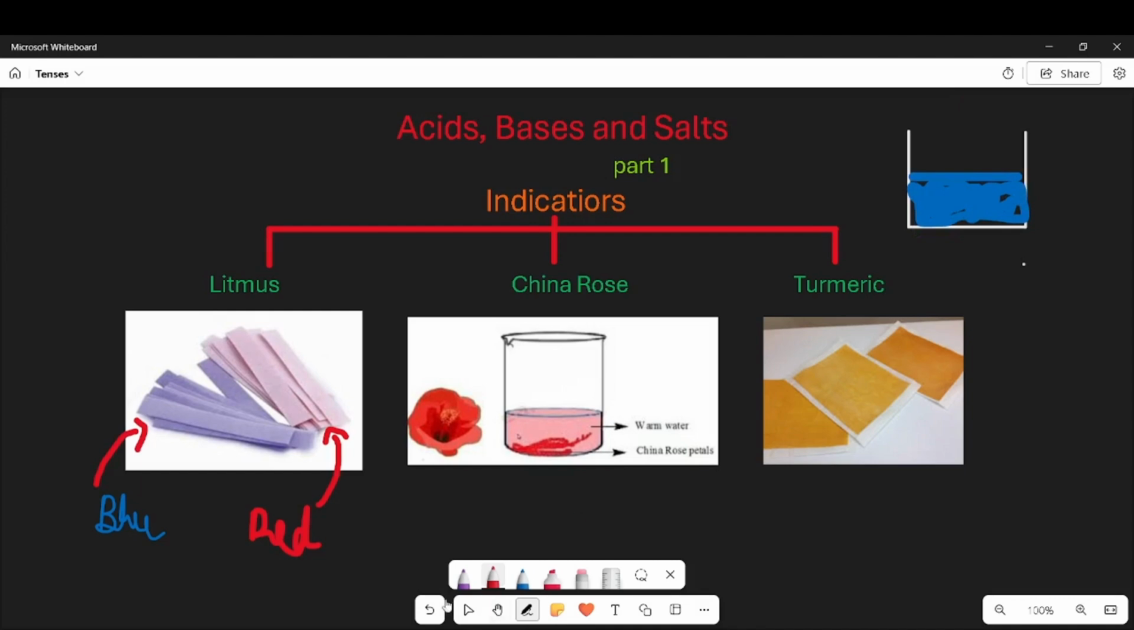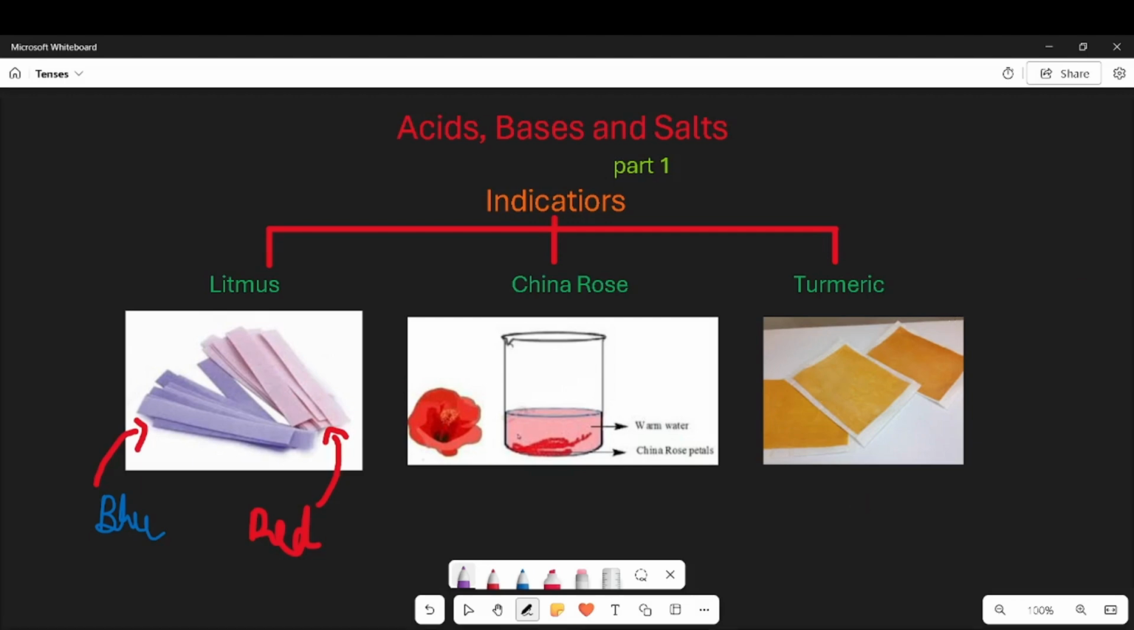Also, please note that when I was coloring this blue part purple, I didn't mean to say that I put a base inside an acid. It's supposed to be another different beaker with a base inside. If we put an acid and base together, something else would happen. We will discuss that in part 3. So that was about our 3 indicators.